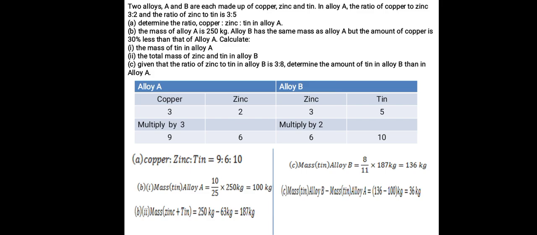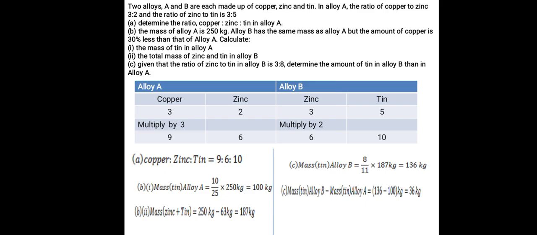Two alloys, A and B, are each made up of copper, zinc, and tin. In alloy A, the ratio of copper to zinc is 3 to 2, and the ratio of zinc to tin is 3 to 5. Determine the ratio of copper to zinc to tin in alloy A.